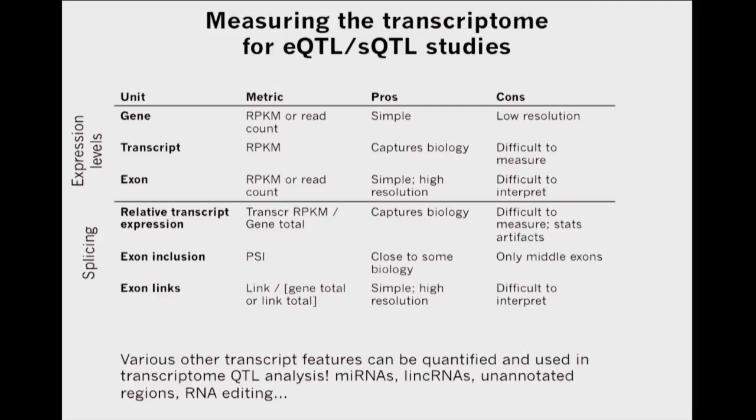Depending on how you have produced your RNA sequencing data, you can also look at a lot of other things. For example, in one of these studies, we had small RNA sequencing data, so we looked at QTLs for microRNA levels. Even from poly-A RNA-seq data, you get many lncRNAs, expression of unannotated regions, RNA editing. Your imagination and technical skills are the limit of trying to measure and quantify biologically interesting traits from RNA sequencing data. And if you're able to do that, you can look for QTLs for them, which will be interesting for understanding what kind of things genetic variants can affect.